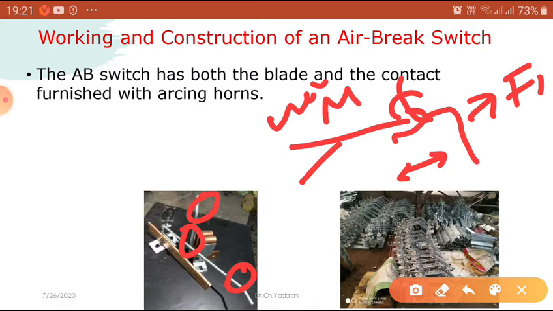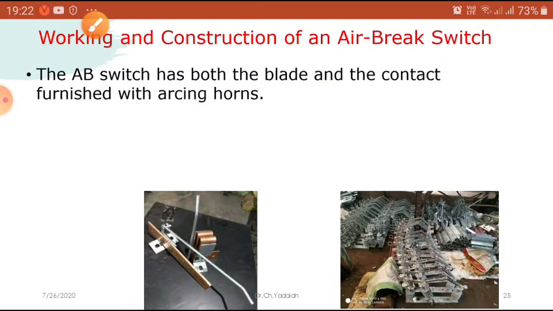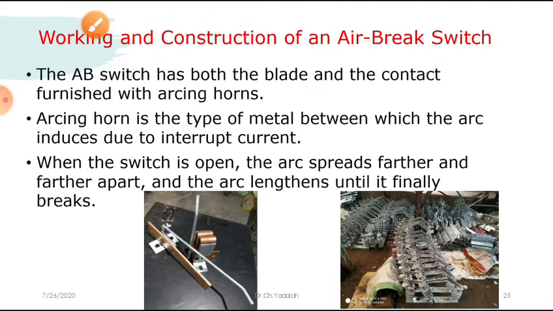When the switch is open, the arc spreads further and further apart, and the arc lengthens until it finally breaks. When it is opened, it is going in this direction, and the gap between them increases. Once the gap increases, the arc also lengthens. Once it is lengthened, the cooling takes place, and then it automatically quenches. This is the mechanism used in an air break switch. You have to remember these things.